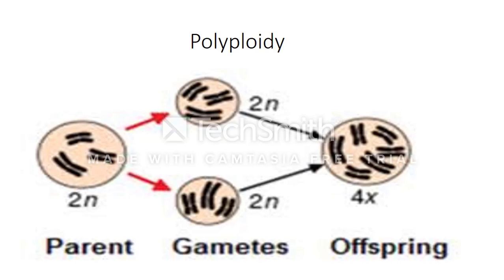Autopolyploidy can result in genetic mosaicism, and I'm not going to go into detail about mosaicism today, but the degree of mosaicism can be determined by how early mutations occur in mitosis.